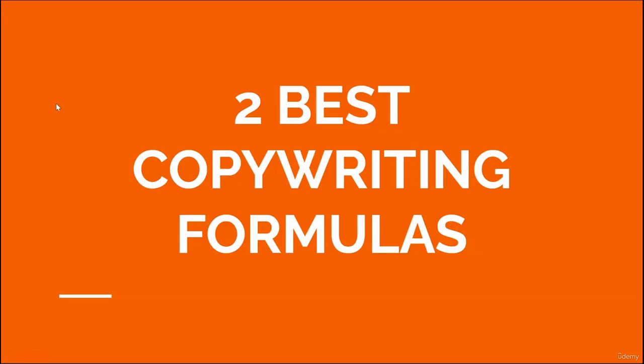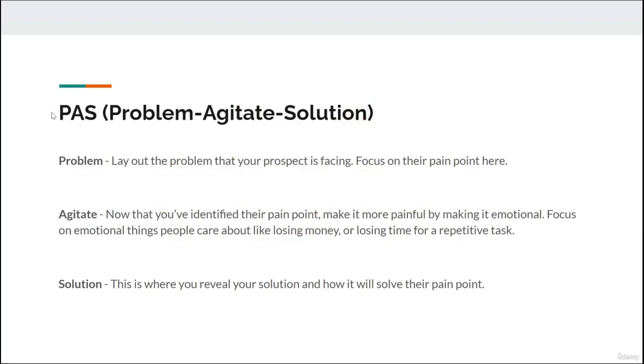Now what I'm going to do is walk you through the 2 best copywriting formulas that you can follow to make sure anything you write is informative. It's going to draw on their emotional aspects. These are 2 of the best formulas out there that have been used across studies to make people respond to something, take action. So the first is called PAS, which stands for problem, agitate, and solution.